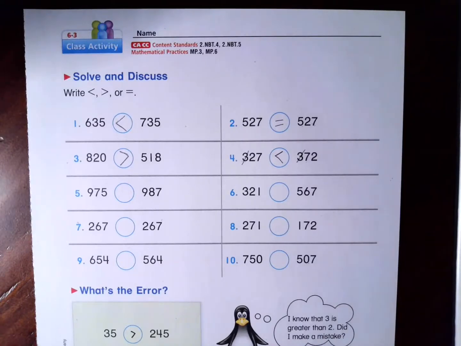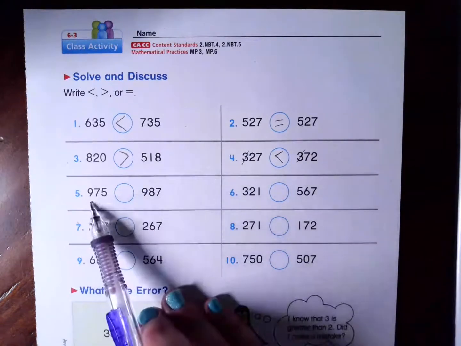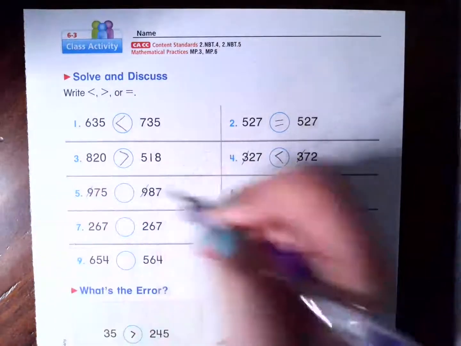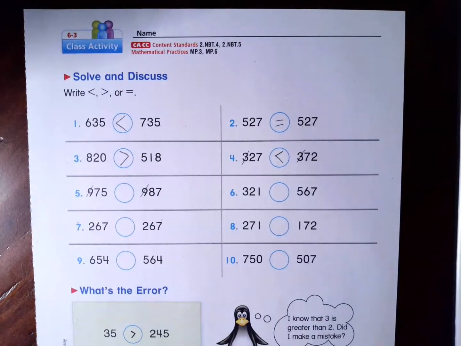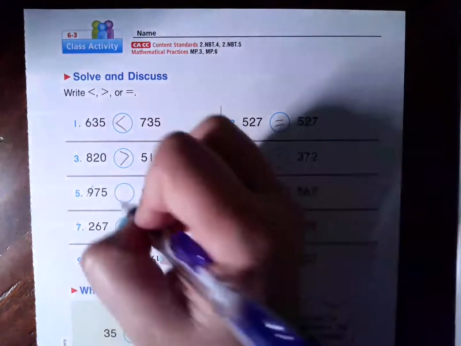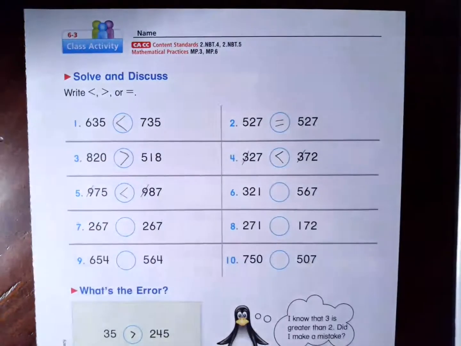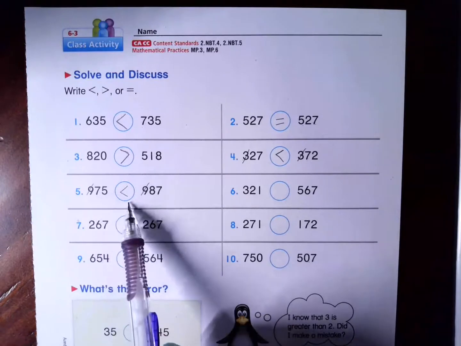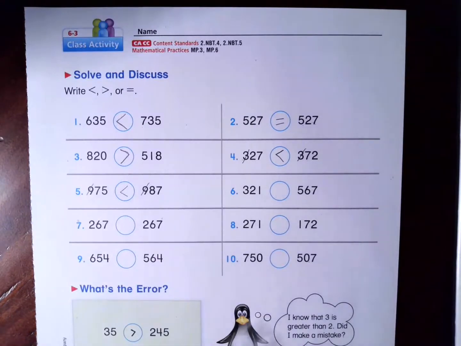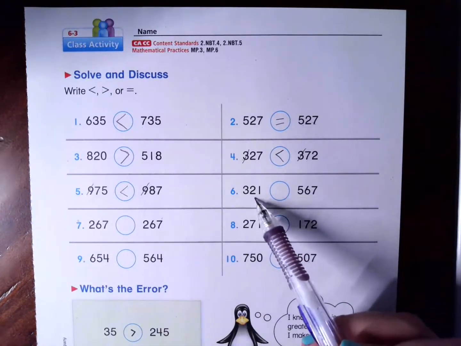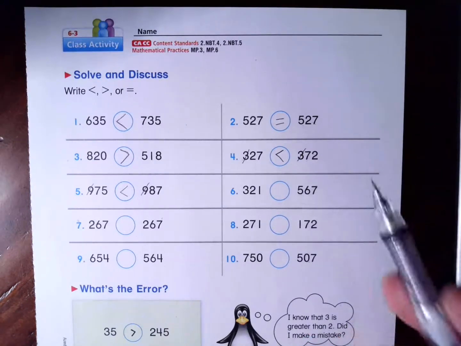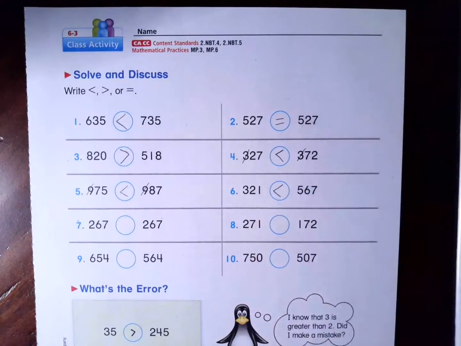Number 5, we have 975 and 987. My 9's are the same, so I'm going to look at my next number. I know that my 8 is larger, so I have to do the less than symbol. So 975 is less than 987. We have 321 versus 567. I can see that my 5 is bigger in my hundreds, so again, the less than symbol.